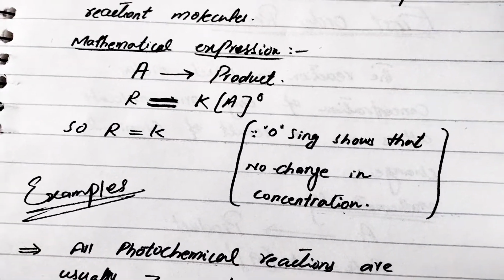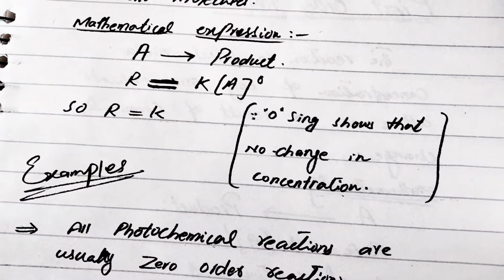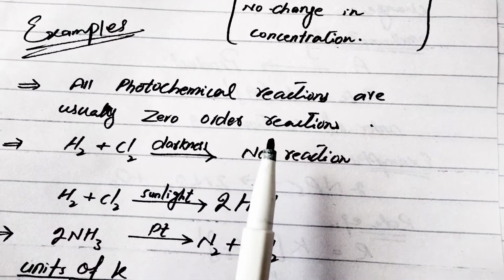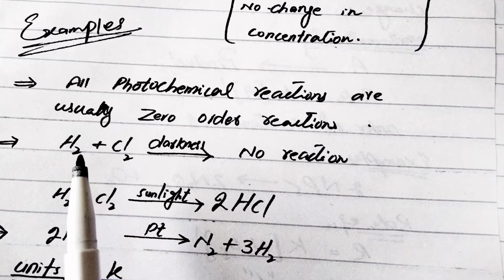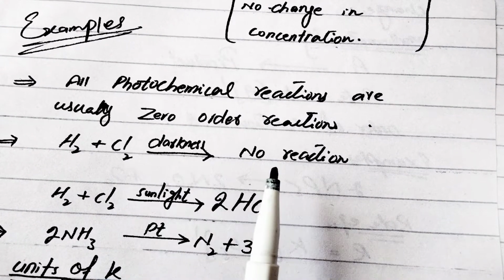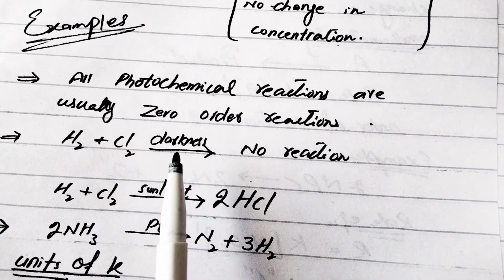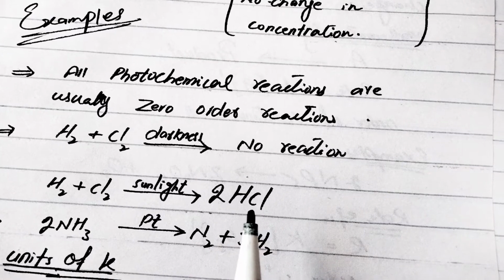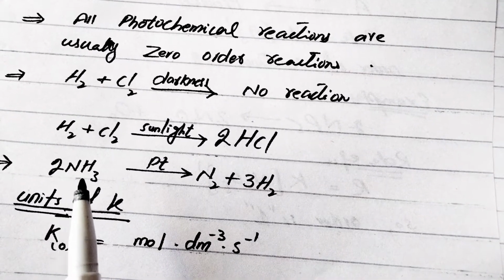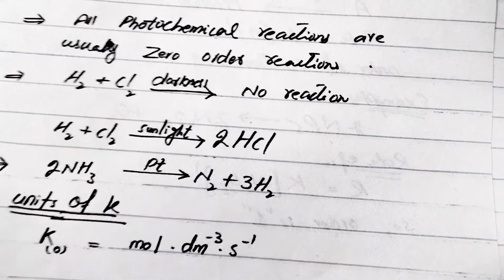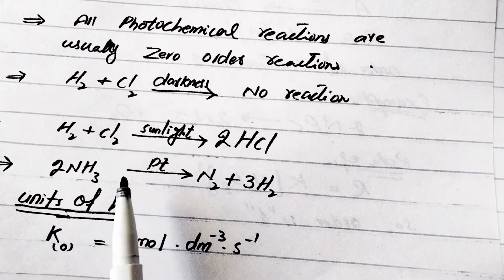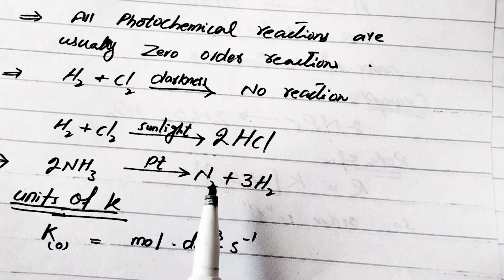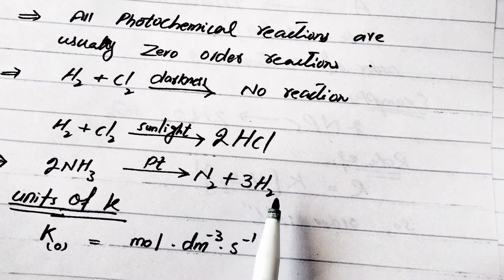Here we discuss some examples of chemical reactions. All photochemical reactions are usually zero order reactions. Second example is hydrogen and chlorine gas: when combined, no reaction occurs in darkness. When we provide sunlight, then it changes into hydrochloric acid. Third example is ammonia, 2NH3. When platinum is added, it acts as a catalyst and it breaks down into nitrogen gas and hydrogen gas.